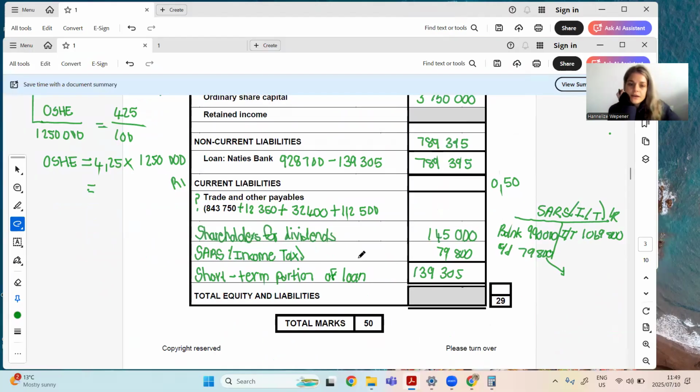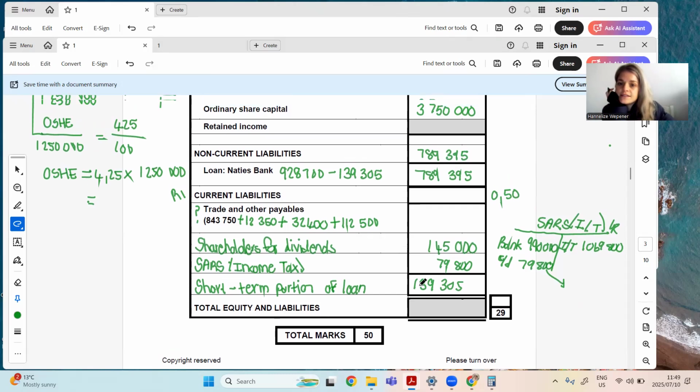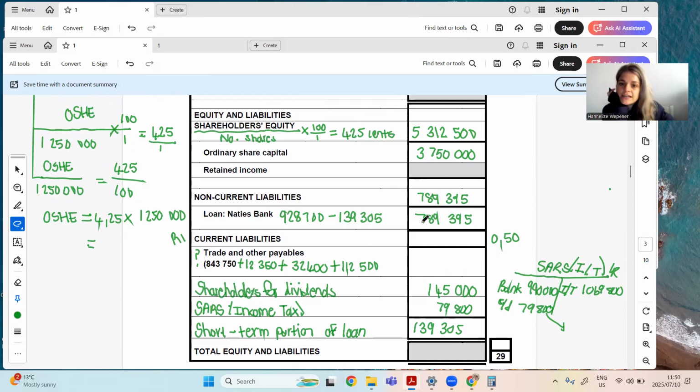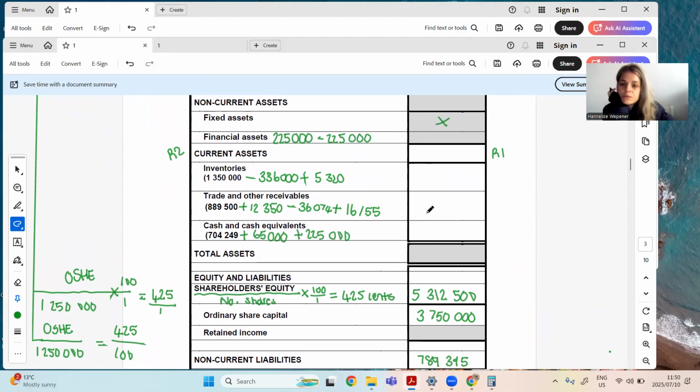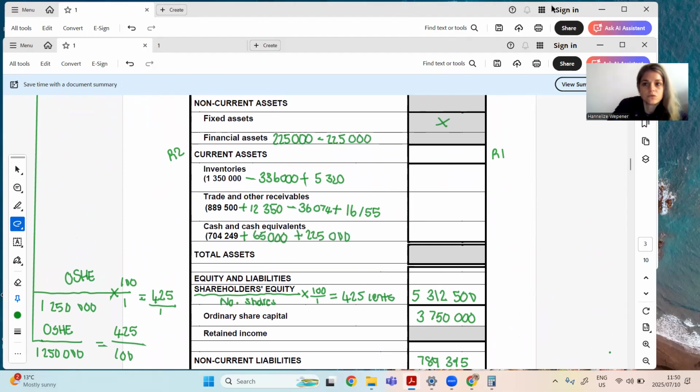So we now know that we can't be done with our trade and other payables yet because there was that question mark for the pension fund. So this is definitely not final figures. However, we are done with the non-current liabilities. We are done with the equity section. Now, what we can do is add all of our totals.